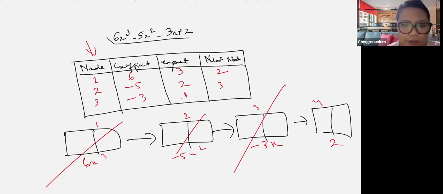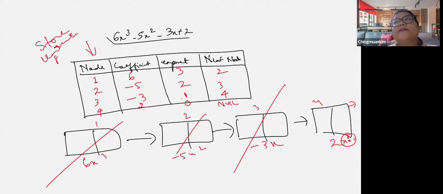Okay, so we're at the fourth node, and we have the coefficient 2. And here x to the power 0 is 1, so we'll have the exponent as 0 over here. And when there is no other data to be stored, the last node we usually write as null. I guess you remember what I have taught in the class. So this is how you store a univariate polynomial in a singly linked list.